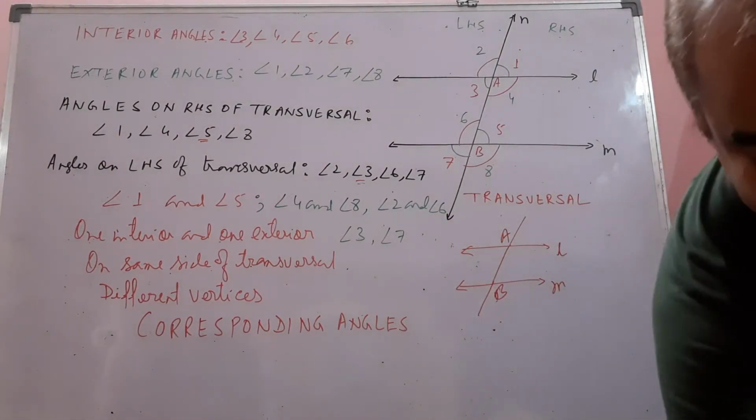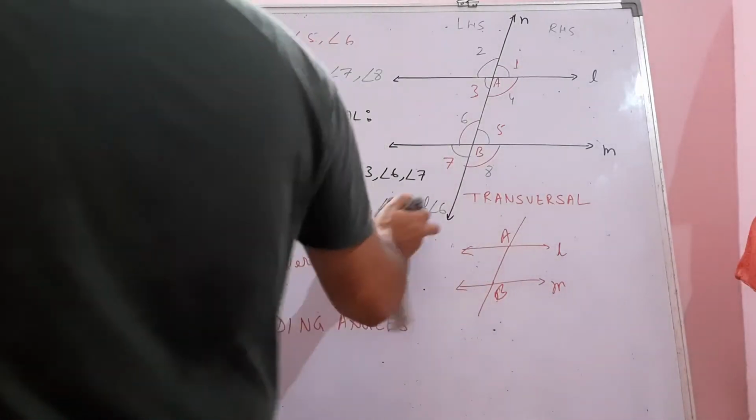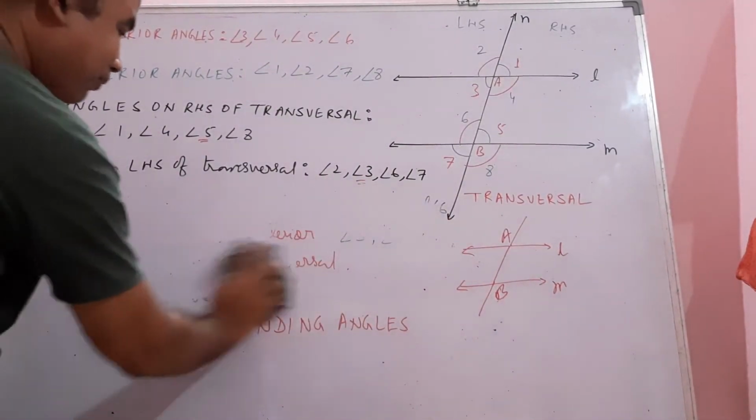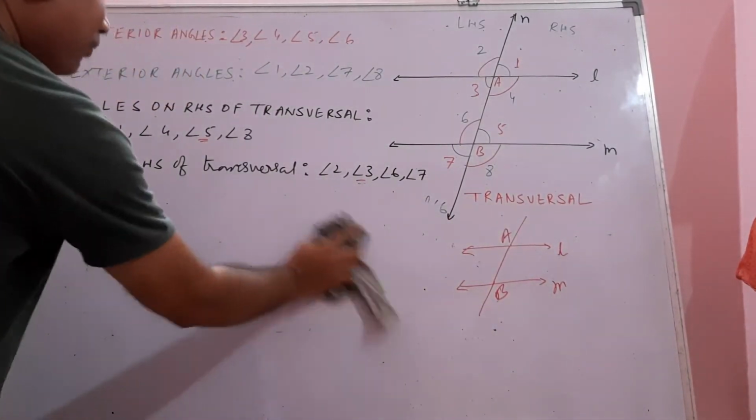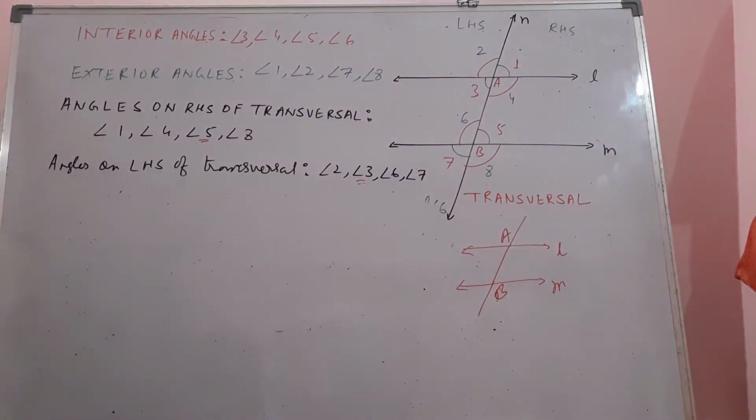Okay. Next, after that we see one more pair of angles, that is angle 4 and angle 5.